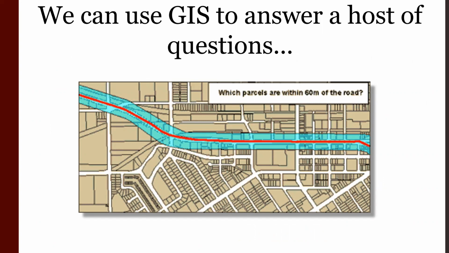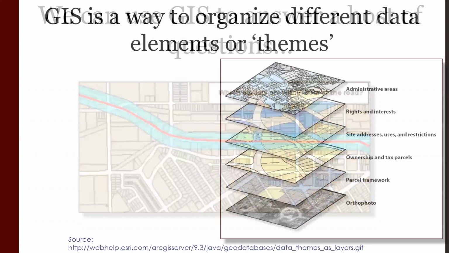How many parcels are within 60 meters of the road? With GIS, we can map the road, we can map the parcels, and we can construct a spatial query. If I just have a table or a list of parcels, I don't have their relationship to the road. If I just have a road, I don't necessarily have their relationship to parcels. If I have both of those things just as a list, I don't have their spatial connections between each other. In a GIS, I do.